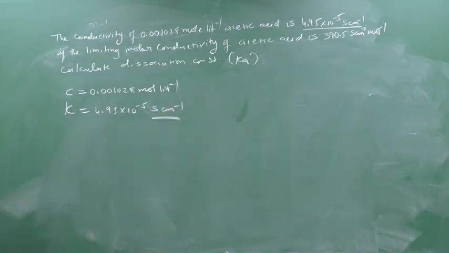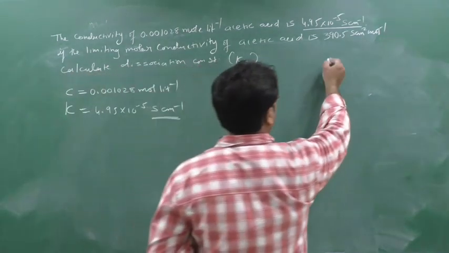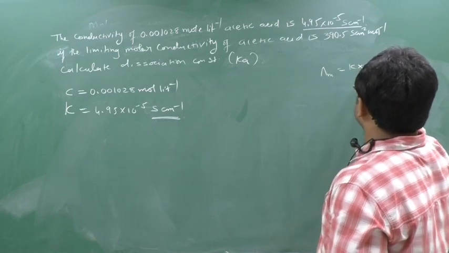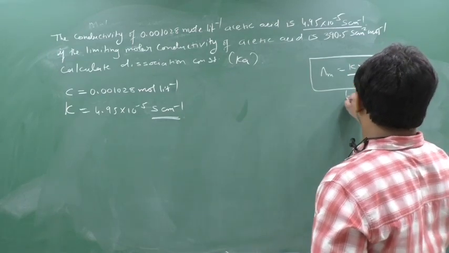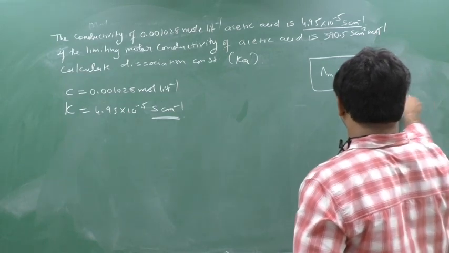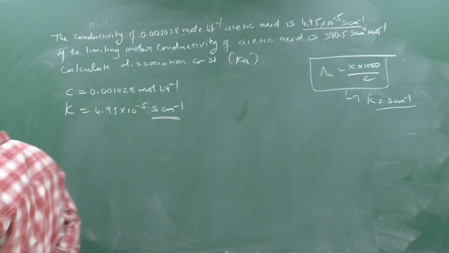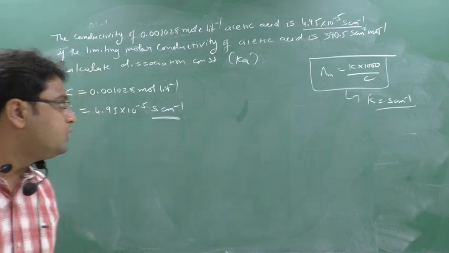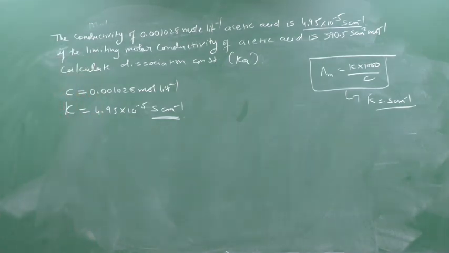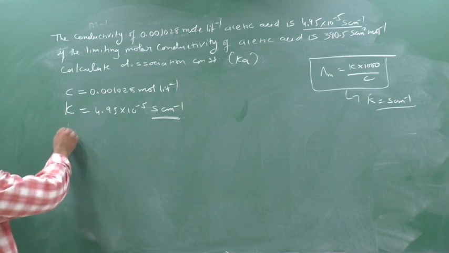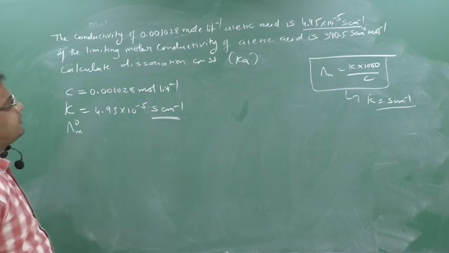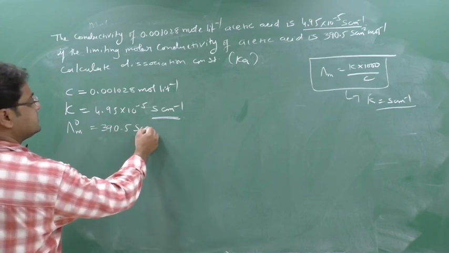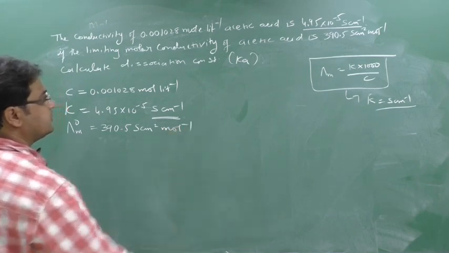And see here, when K is in Siemens per centimeter, which formula should be used? That is lambda m equals K into 1000 upon C. I hope you remember. In the last video I told you, if K is given in Siemens per centimeter, use the formula K into 1000 upon C. Clear? And the limiting molar conductivity of acetic acid, lambda m naught, limiting molar conductivity meaning at zero concentration, is 390.5 Siemens centimeter square mole inverse.